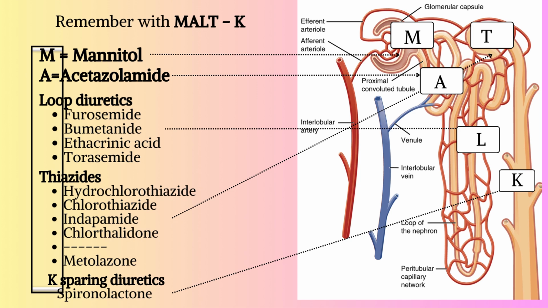To help remember the sites of action of diuretics, you can use the mnemonic MALT-K. Remember that the closer the drug works near the glomerulus, the more potent the diuresis.